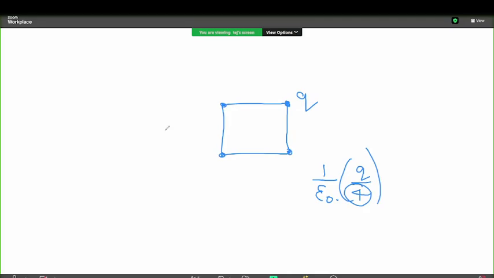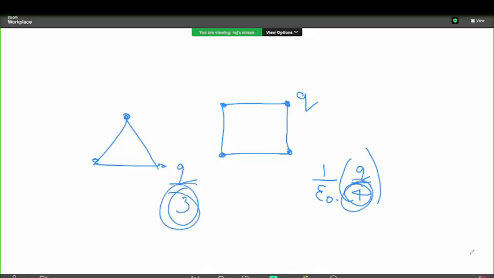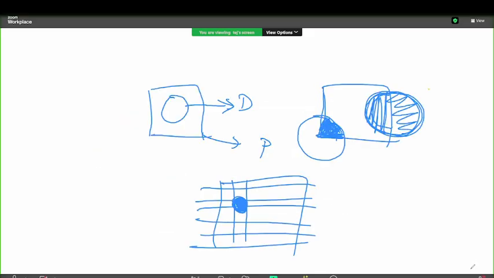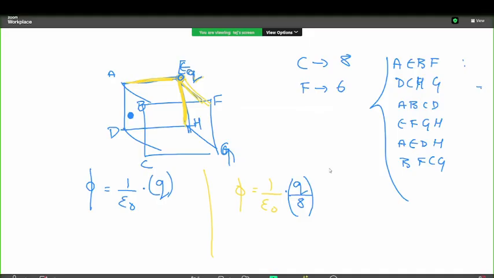Okay. So let's say I take a triangle. Triangle has how many corners? 3 corners. So here it will be Q by 3. So the 3 or the 4 or the 8 does not depend on the charge. It depends on the shape. So again, those batters are still the same, no? But it depends on the shape of the pan, whatever you're trying to spread the batter on. That's how it is. So it's not always 1 by 8. You're getting it, guys?